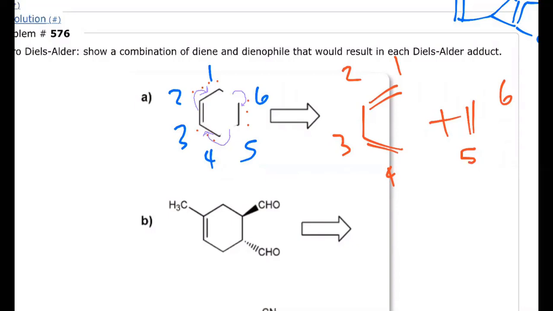All right, what about the next one? What do we have to take into consideration in the next question, B? It's trans stereochemistry. Good. So the stereochemistry of the dienophile is going to be trans, right? Yes. All right, can somebody put the arrows in for that one?